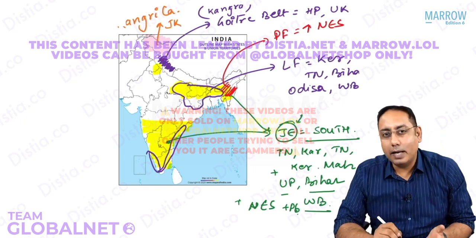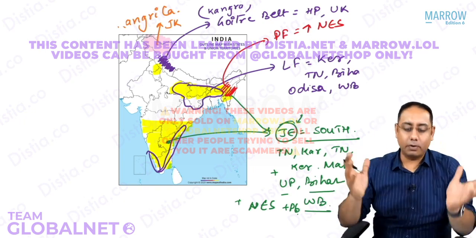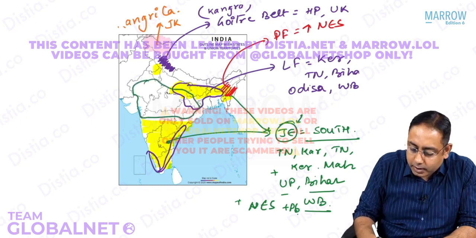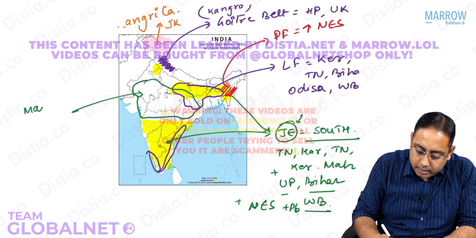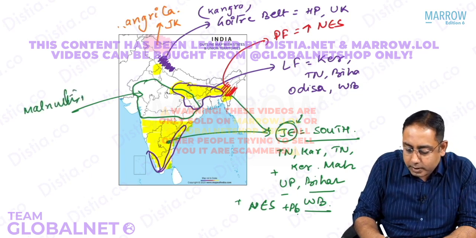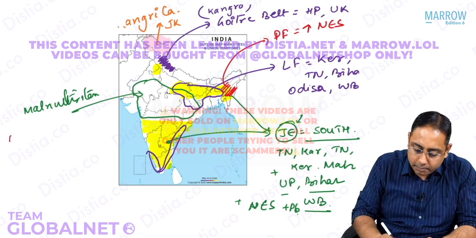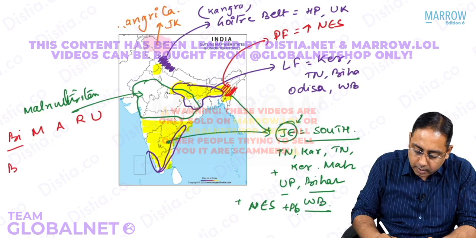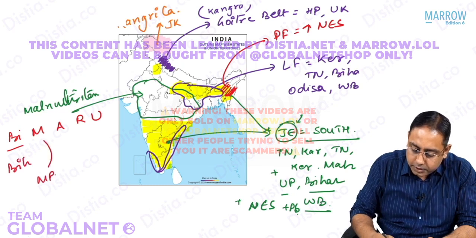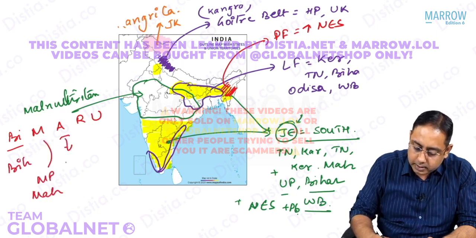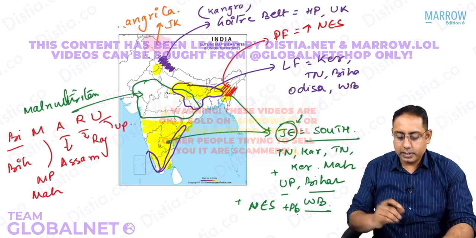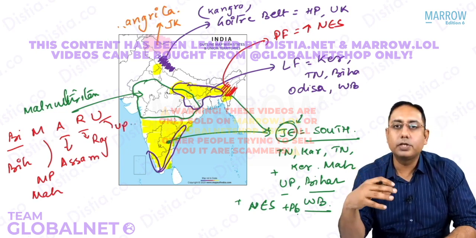If you talk about the malnutrition problem in India, there is a very high amount of malnutrition in India. Malnutrition is specifically seen in the central part of India. You can remember it as the Bimaru states, that is Bihar, Madhya Pradesh and Maharashtra. A is Assam. R is Rajasthan. U is Uttar Pradesh. So these are the Bimaru states for malnutrition in India.